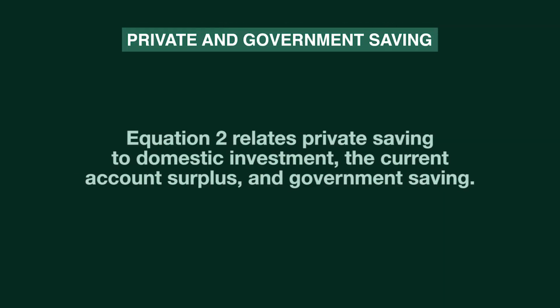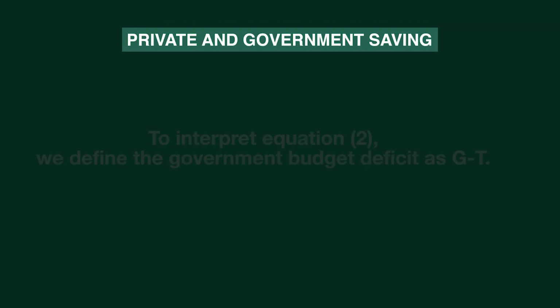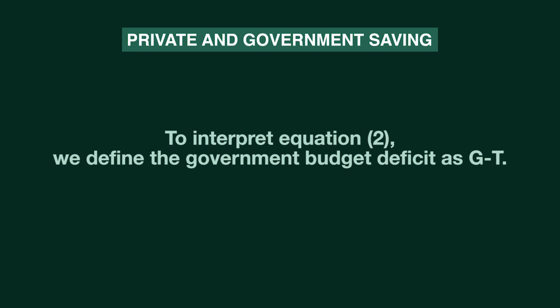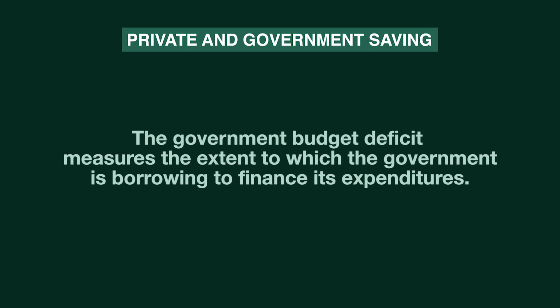Now what the equation is trying to show is that private savings is related to domestic investment, current account surplus and the government savings. Now how do we interpret this equation 2? Let us define G minus T as the government budget deficit, because the government is spending more, represented by G, than the income of the government, represented by T. The government budget deficit measures the extent to which the government is borrowing to meet its demand.